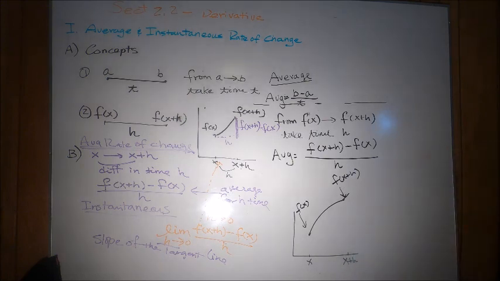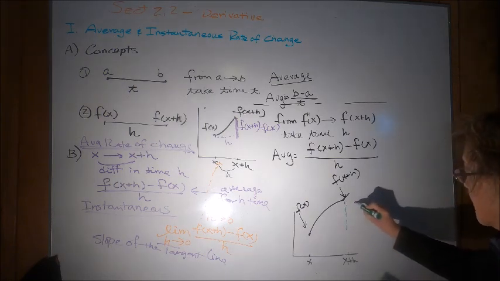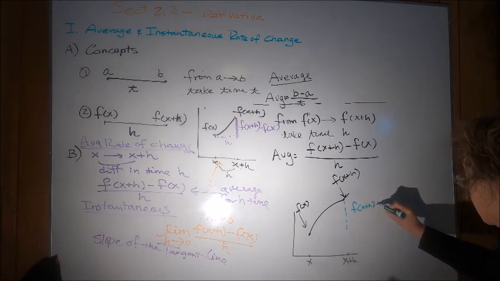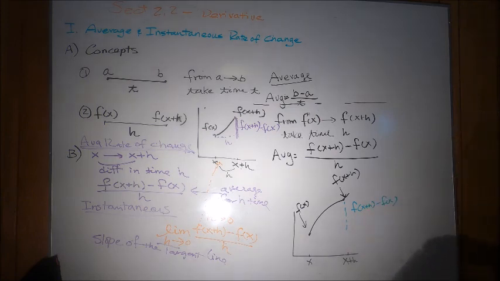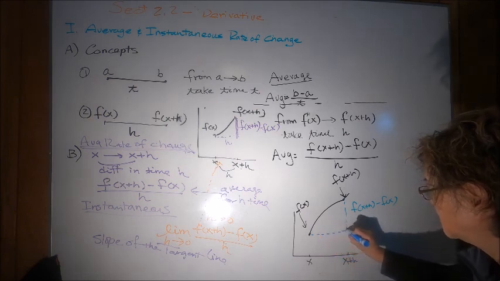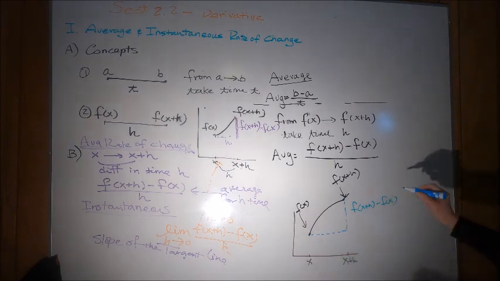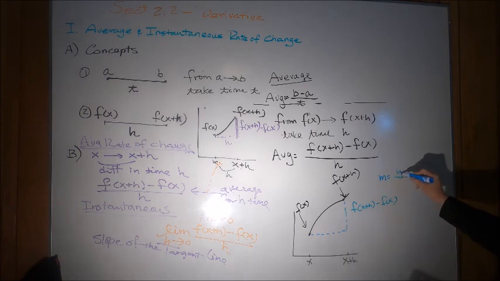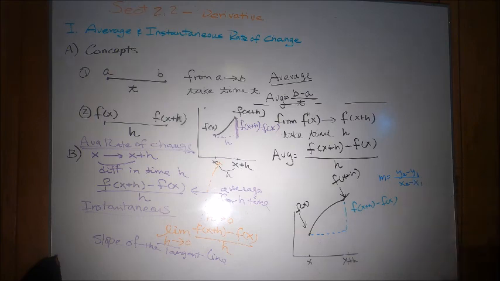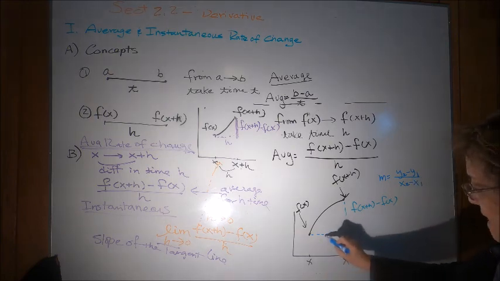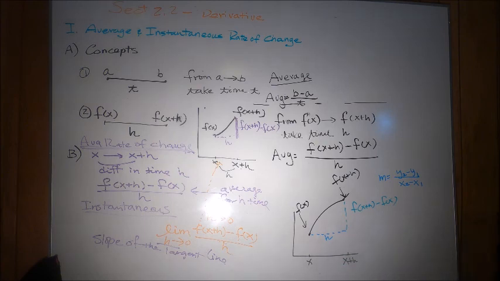So the difference of y here, right? That's your difference of y. y2 minus y1, right? Then this one will be the difference of x, right? We say slope is what? y2 minus y1 divided by x2 minus x1. So x2 minus x1 is h. So what's the slope?